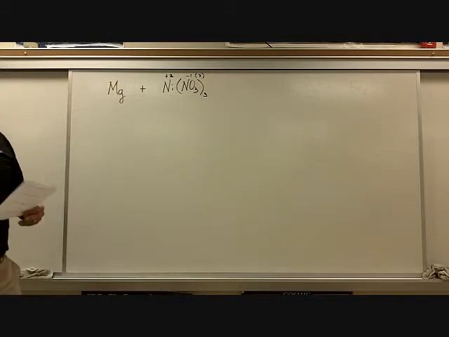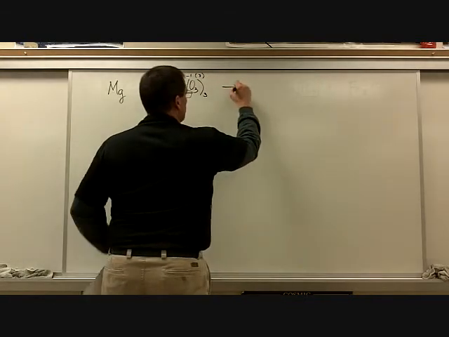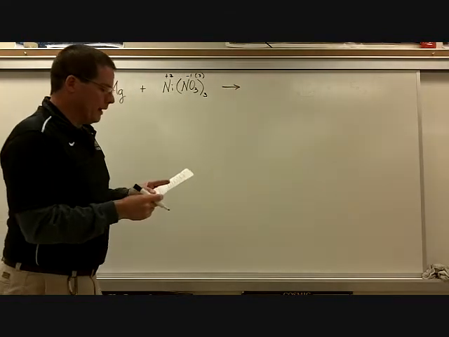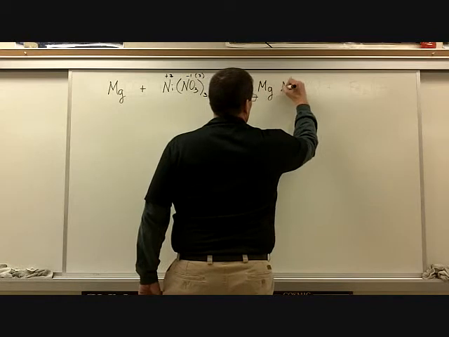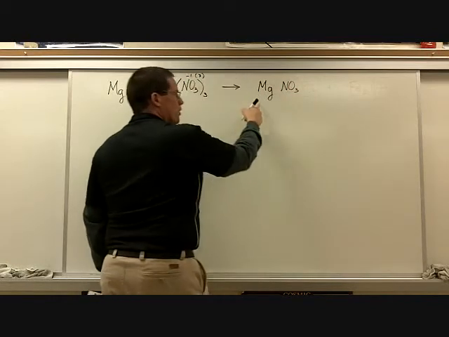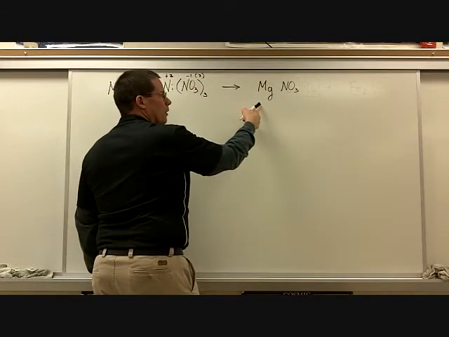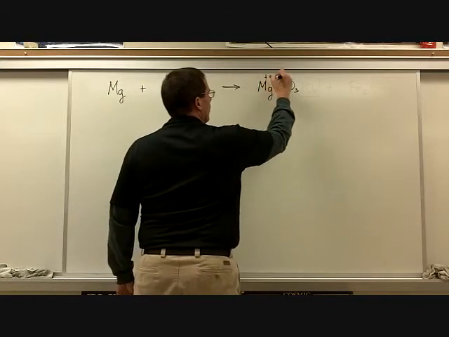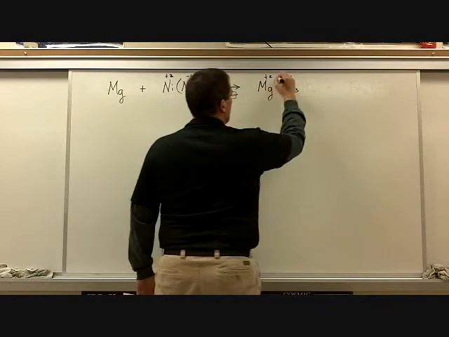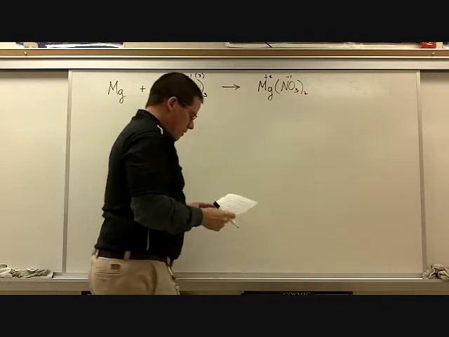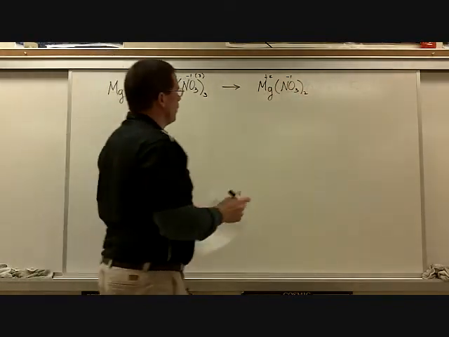To form, arrow, magnesium nitrate, so magnesium and nitrate again. What's the charge on magnesium? Plus 2, and nitrate is still -1. So is that balanced? No. So I need 2 of those, and nickel metal.